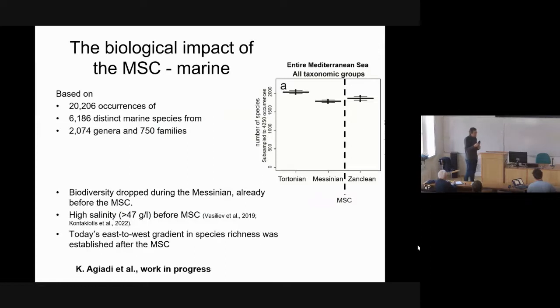And then you have the impact on the marine life, and there things are more impressive. Of course, during the Messinian Salinity Crisis, the fauna in the marine waters, in the isolated waters of the Mediterranean, practically vanishes.